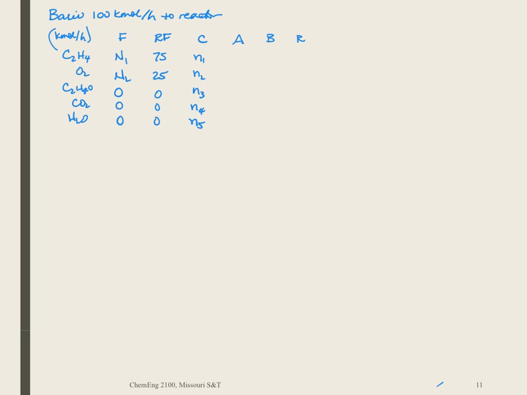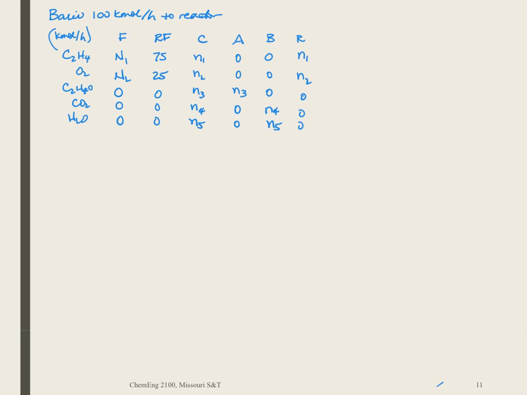Now, because this is a perfect separator, I know that stream A, the primary product stream, is only going to contain C2H4O, and the C2H4O isn't going to go anyplace else. So therefore, it's going to contain N3 C2H4O and 0 of everything else. Similarly, B is only going to contain my waste gases, so it's going to contain N4 and N5, and my recycle stream will contain N1 and N2.